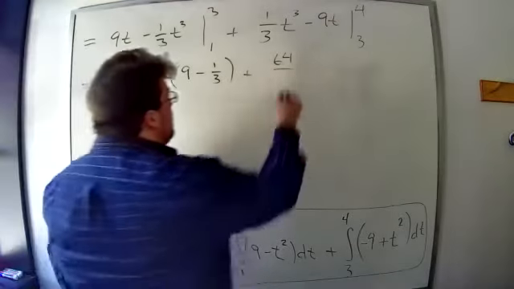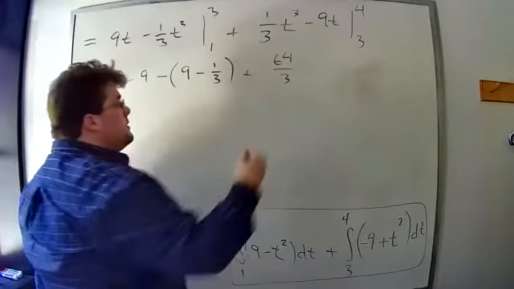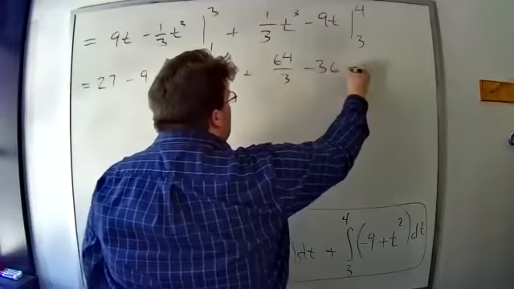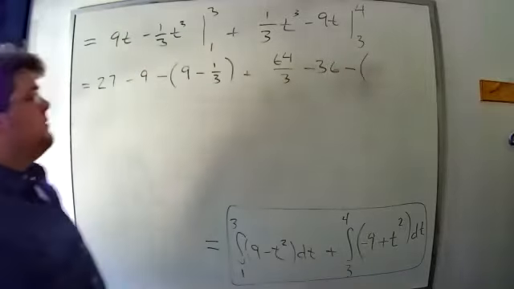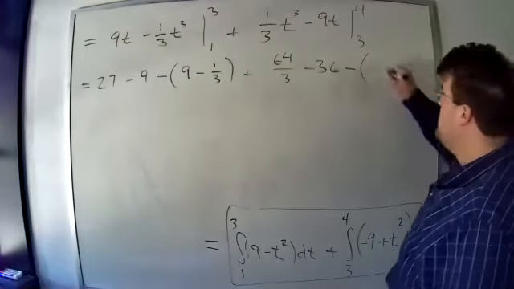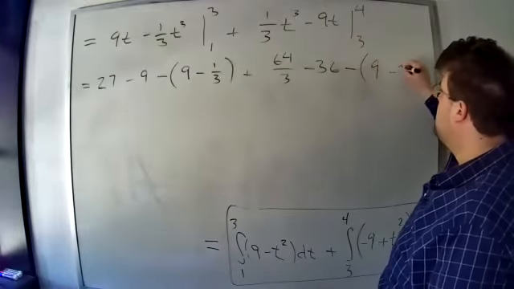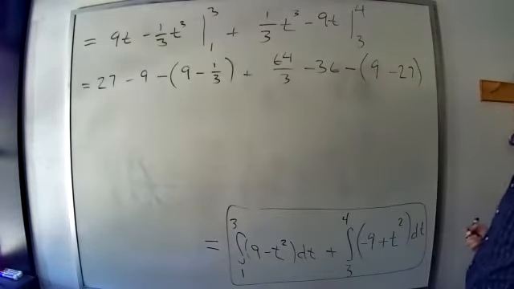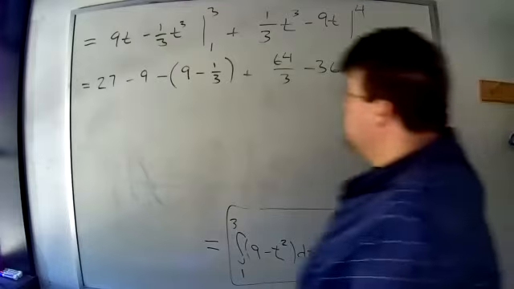Okay. Evaluate at 4, we get 64 thirds minus 36. And then we want to subtract what we get when we evaluate at 3. 27 over 3 is 9. 9 times 3 is 27. Any questions about getting there?